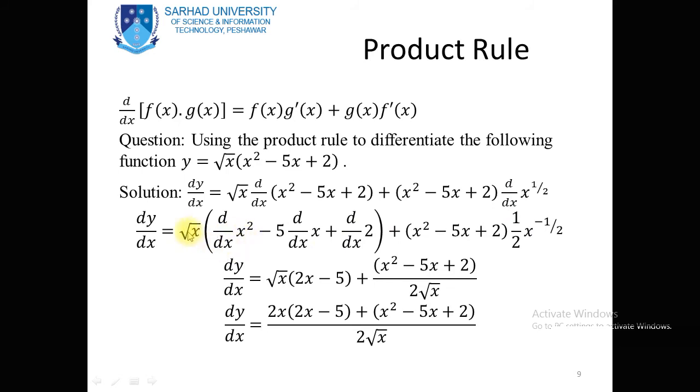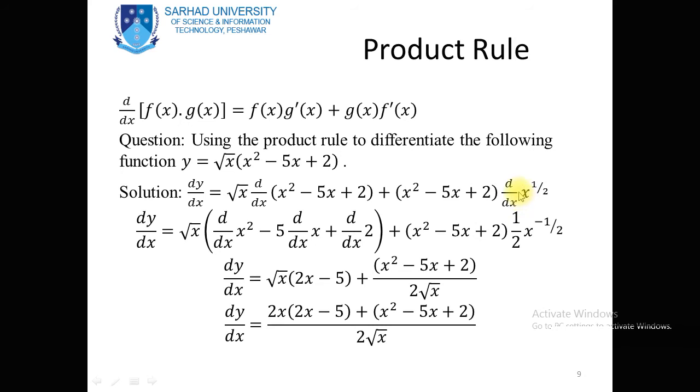So according to the power rule, under root x stays as it is, and the derivative of x square is 2x, the derivative of x is 1, so we obtain 2x minus 5 from this expression, plus x square minus 5x plus 2 into the derivative of under root x. Multiply the power 1 over 2 and subtract 1 from the power, and we obtain x power minus 1 over 2, with 1 over 2 in front. So dear student, this is the derivative of the function with respect to x by using the power rule.